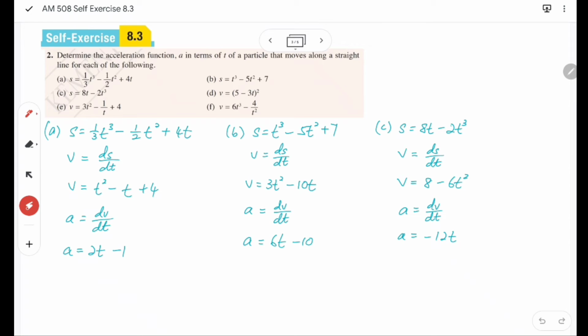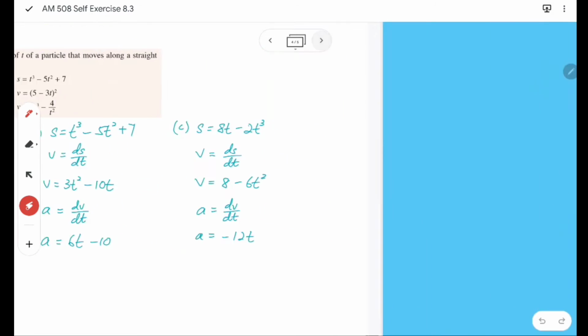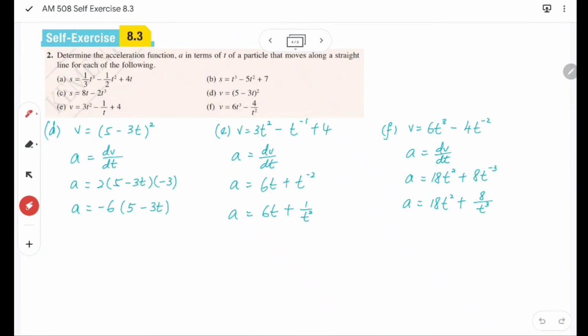C, s equals 8t minus 2t cubed. Get the first derivative to get the velocity function. We get 8 minus 6t squared. And from the velocity function, we differentiate with respect to t to get the acceleration function, which is a equals negative 12t. Then D, we see this is already the velocity function.